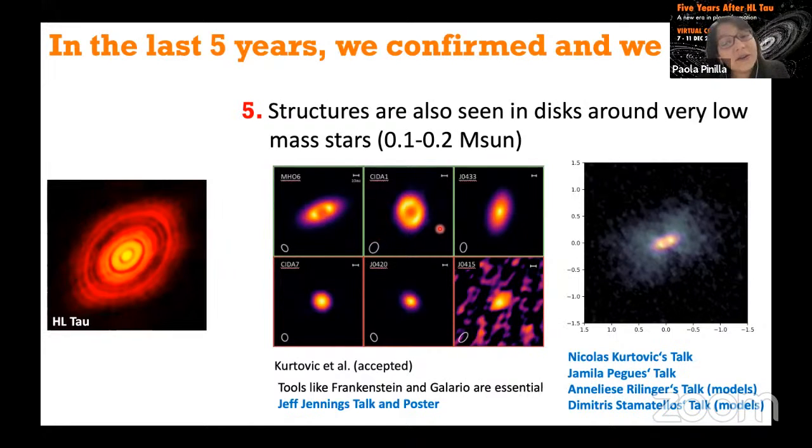Now, because these are so faint, finding structures like in this disk is very challenging in the image plane, and it becomes almost crucial to do it in the visibility plane. And here is where tools like Frankenstein and Galario are becoming essential. And I would say that in general, if you have data from ALMA, always look at your visibilities because there is so much information there. And I want to promote the talk by Jeff Jennings and his poster also.